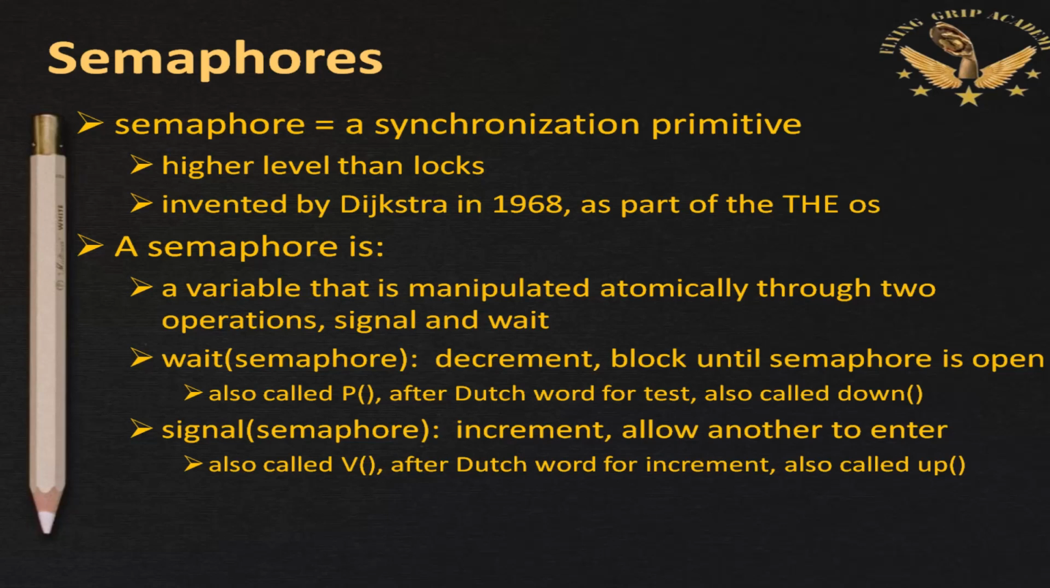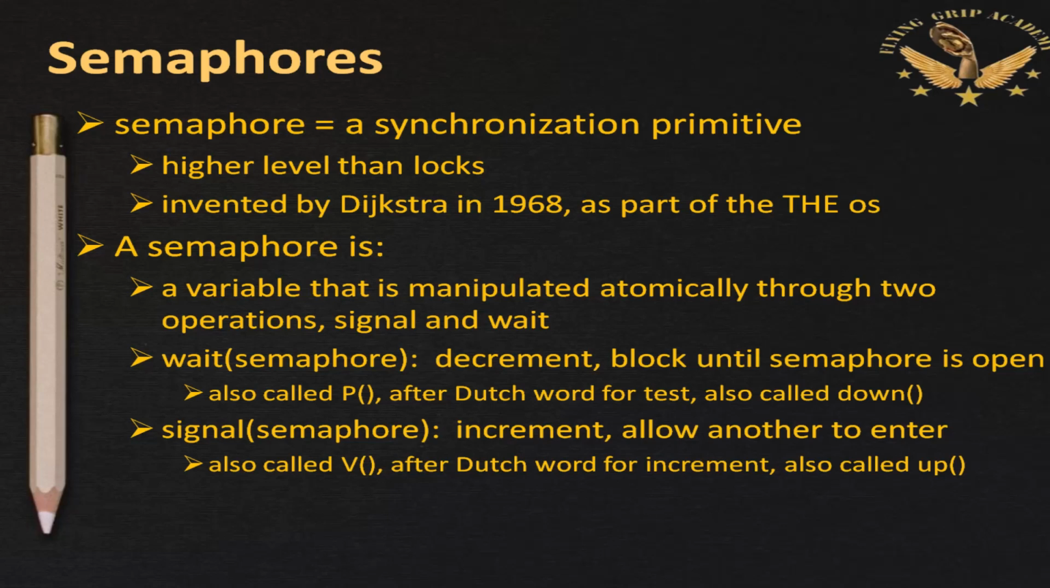A semaphore is a variable that is manipulated atomically through two operations called signal and wait. For example, wait decrements and blocks until the semaphore is open. It is also called the operation P, after a Dutch word for test. It is also known as down.